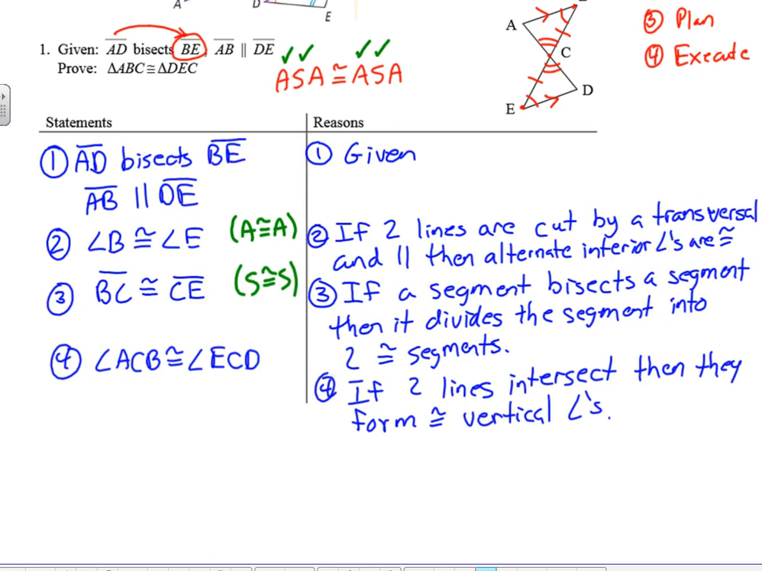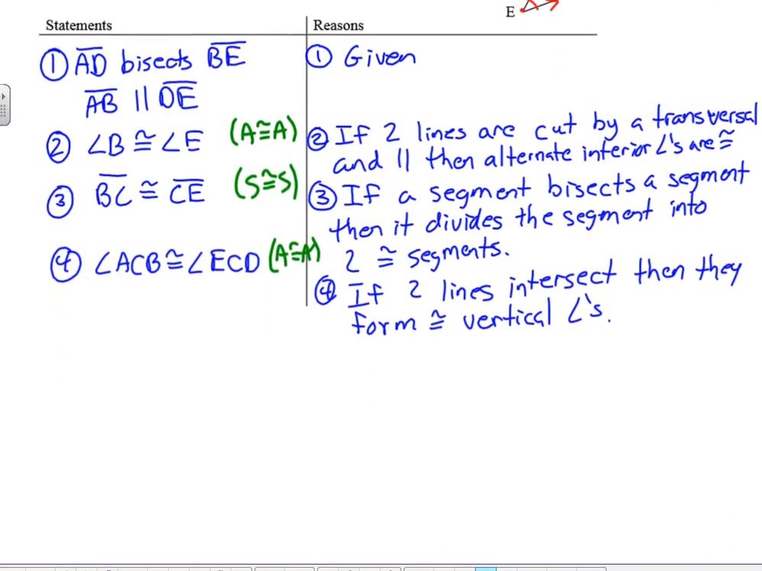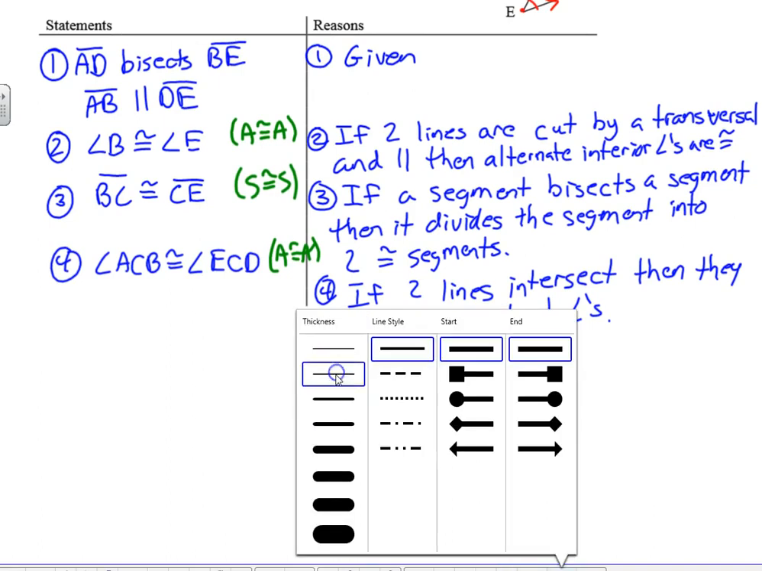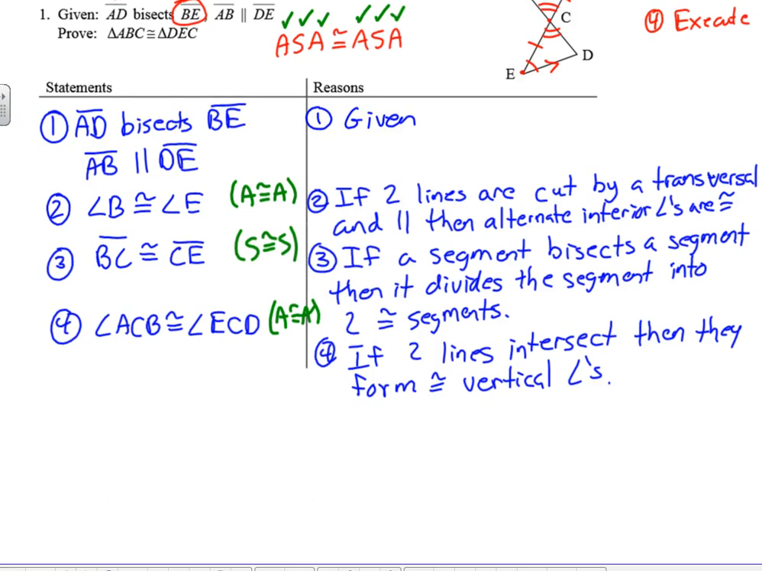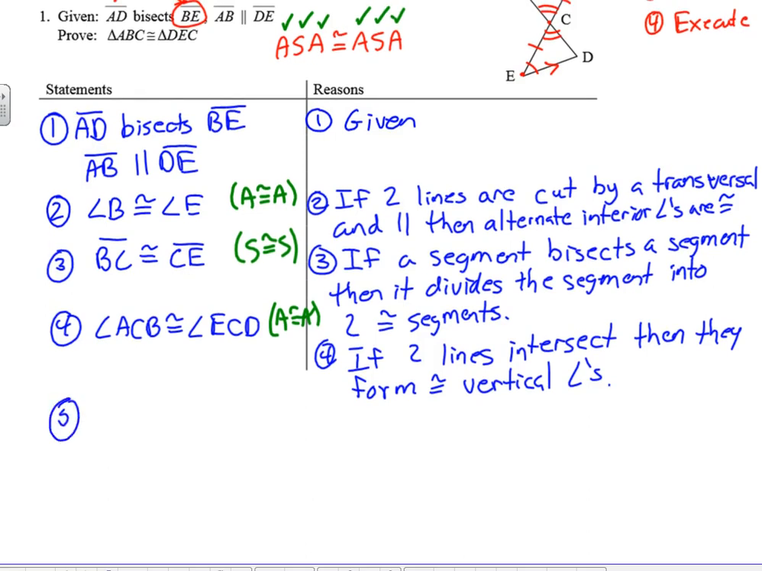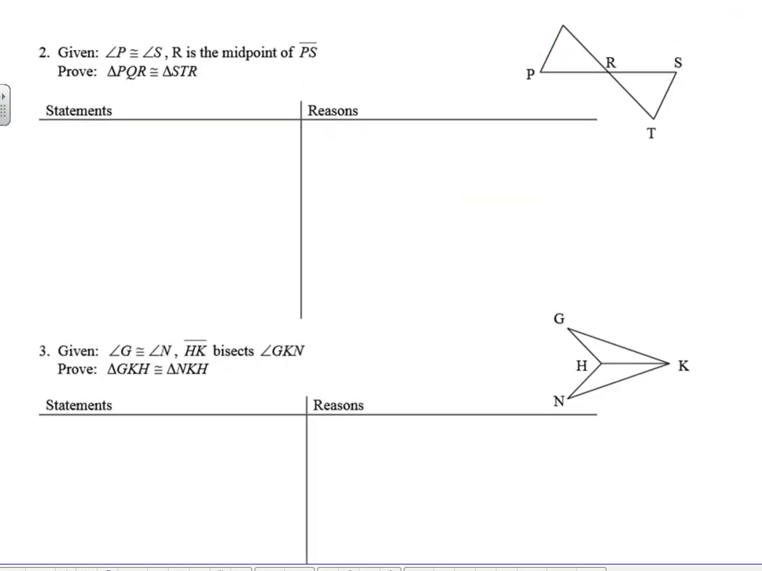Okay, so we have here an angle congruent to an angle, and we've executed each step of the plan. And so now we can go ahead and say our final thing, which is that the two triangles are congruent. So that would be triangle ABC congruent to triangle DEC. And the reason is that angle side angle is congruent to angle side angle. Okay, so let's go ahead and try a couple more.